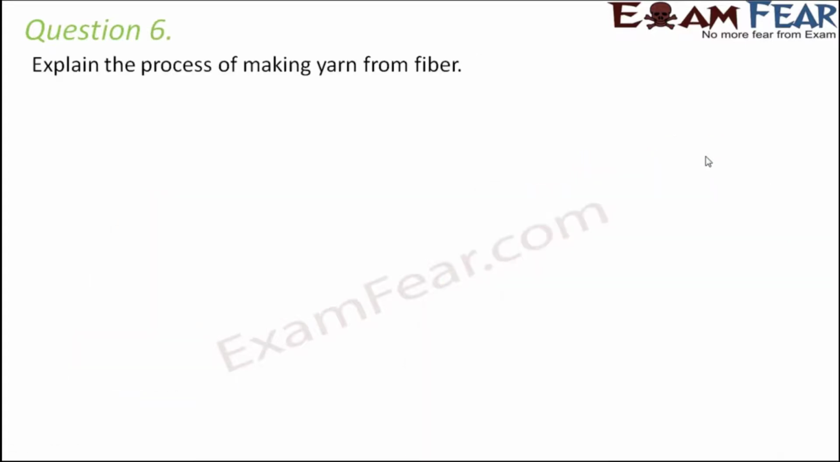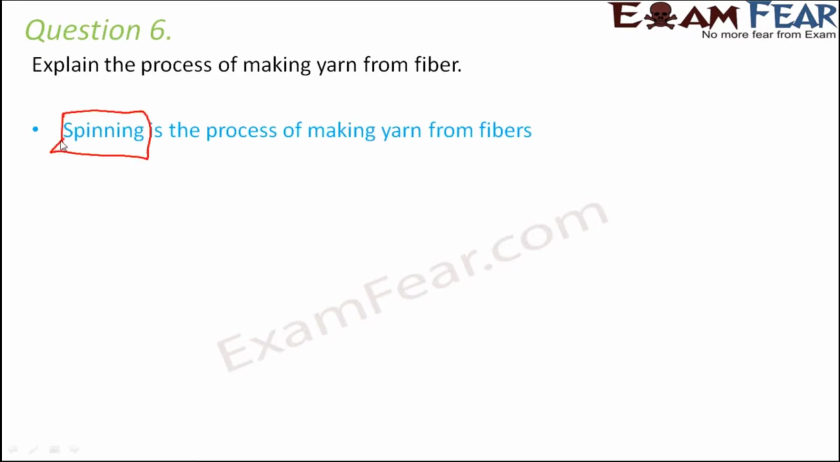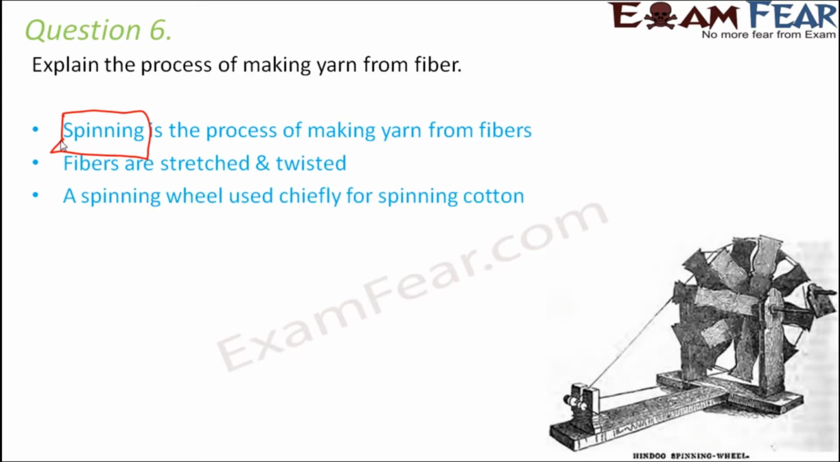Question number 6. Explain the process of making yarn from fiber. So what is the process called? Making yarn from fiber is called spinning. In this process we take the fiber, we stretch it, and then we pass it through a spinning device, either the spinning wheel or the spinning spindle. When the device spins so fast, what happens to that fiber? It gets twisted. So the fiber gets twisted, and at the same time we stretch it.